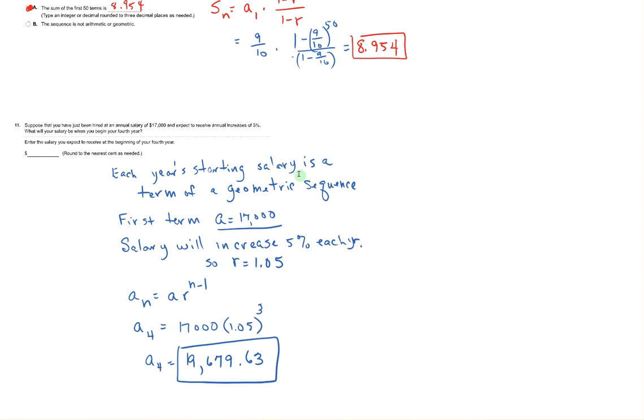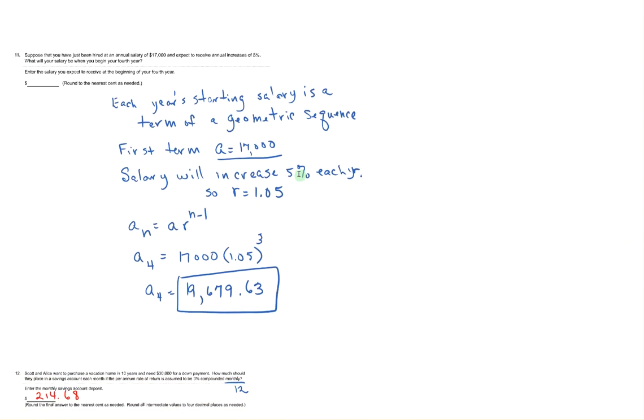All right, number 11. Suppose you've just been hired at an annual salary of $17,000 and you expect to receive annual increases of 5%. What will your salary be when you begin your 4th year? Each year's starting salary is a term of a geometric sequence. The first term, a sub 1, is 17,000, and it increases 5% each year, so r is 1.05. The rate is 5%, which is 0.05, but the multiplier between each year is 1.05.